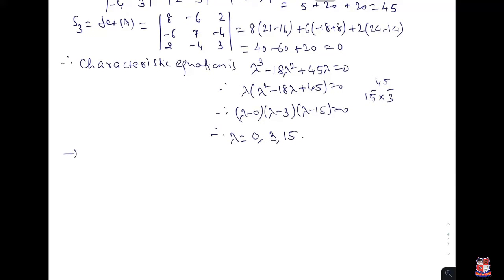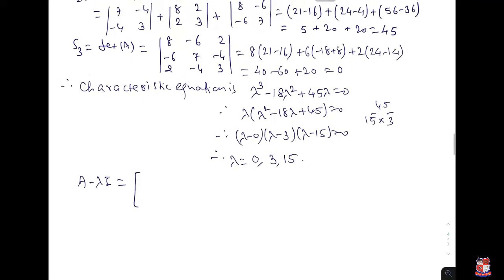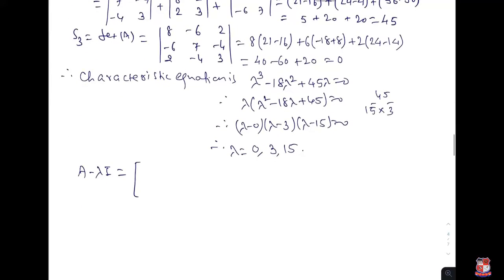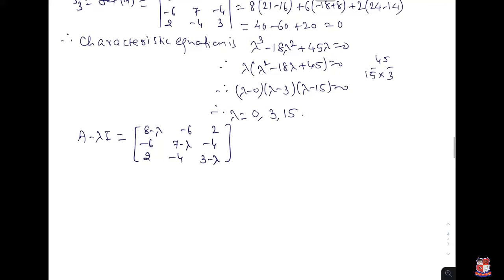Now we find eigenvector for each corresponding eigenvalue. So before finding eigenvector, let us write A minus lambda I matrix. So that is nothing but 8 minus lambda, minus 6, 2, minus 6, 7 minus lambda, minus 4, 2, minus 4, 3 minus lambda. So this is A minus lambda I.